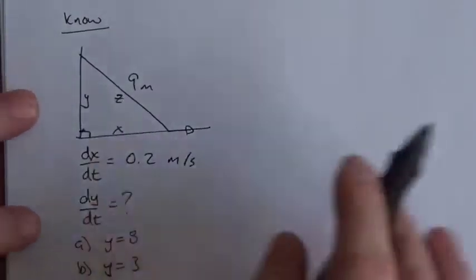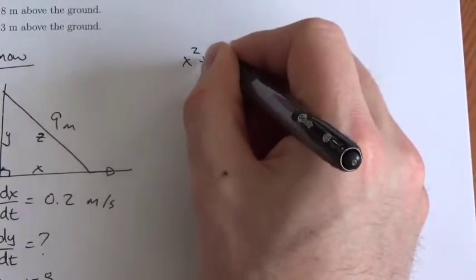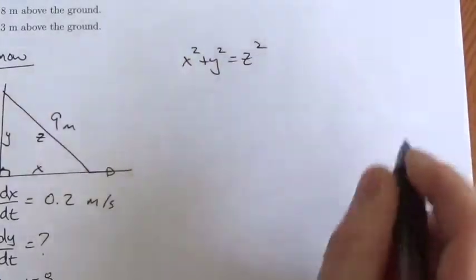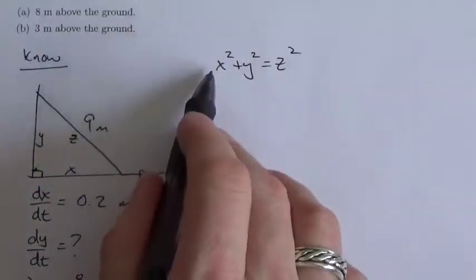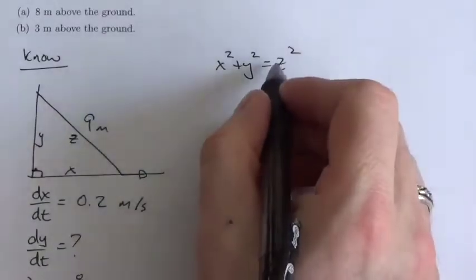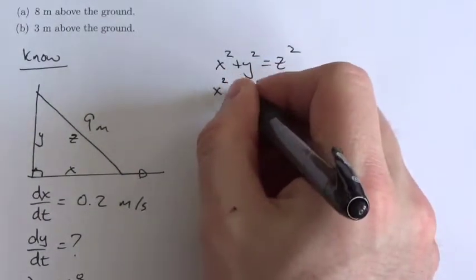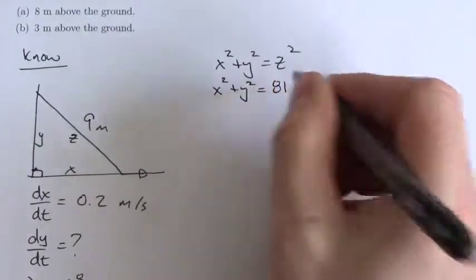Now, it should be pretty clear that once again we are looking at the Pythagorean theorem. So x squared plus y squared is equal to z squared. And as in a previous problem here, one of those isn't actually a variable, it's a constant. In this case, it's the z. So this is going to be x squared plus y squared is equal to 9 squared, or 81.